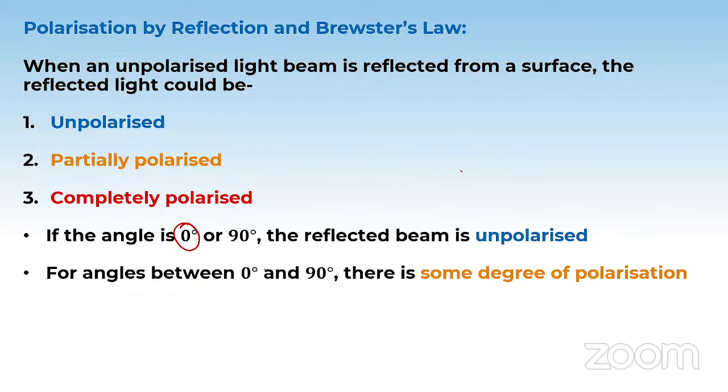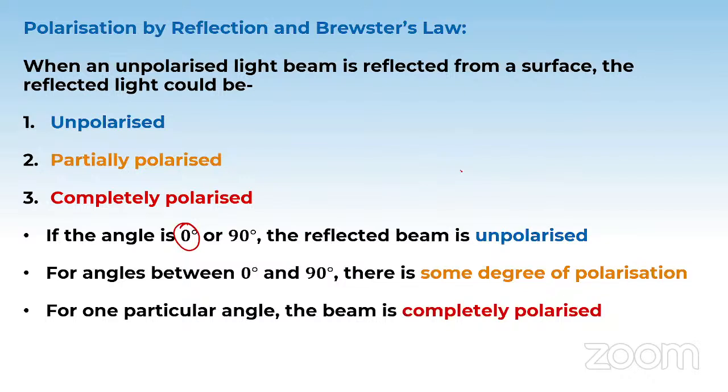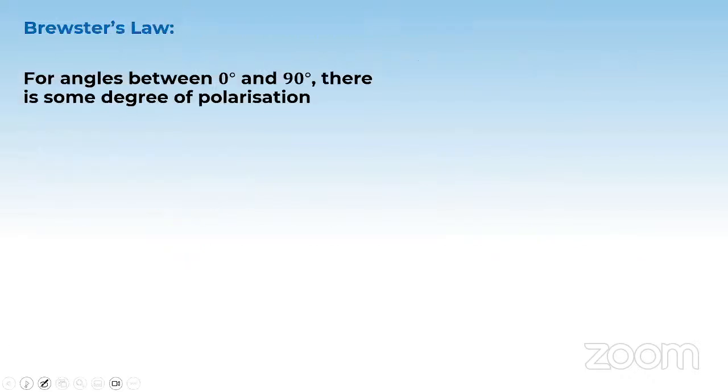But if the angle is between 0 to 90, which means in between 0 and 90, then some degree of polarization can occur, and for a particular angle there will be complete polarization. Now here comes Brewster's law. This is also mentioned in the JEE main curriculum. For angle between 0 degree and 90 degree, there is some degree of polarization, but that is not 100%.